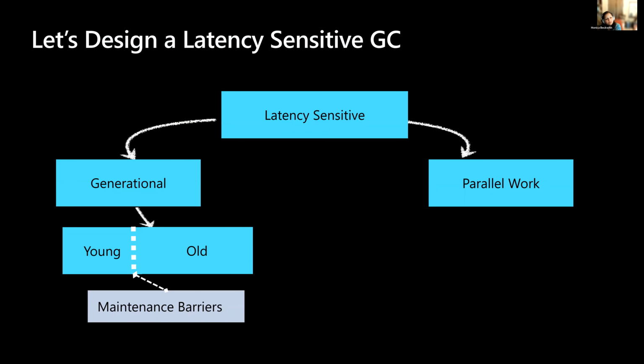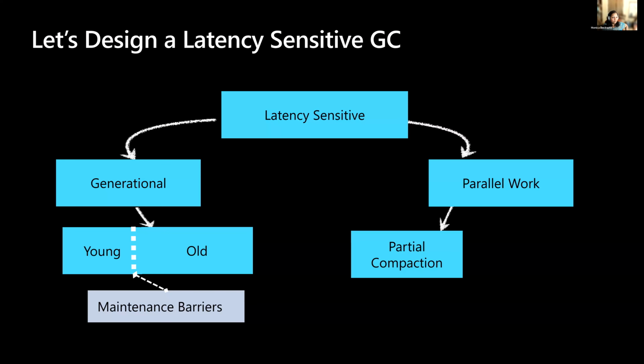If you remember, when we talked about parallel work last time, we talked about the stop the world threads, right? But now the same parallel work, we're going to do in a partial manner, an incremental manner. So it's called partial compaction or incremental compaction. And in G1's case, it's called mixed collections. Okay.